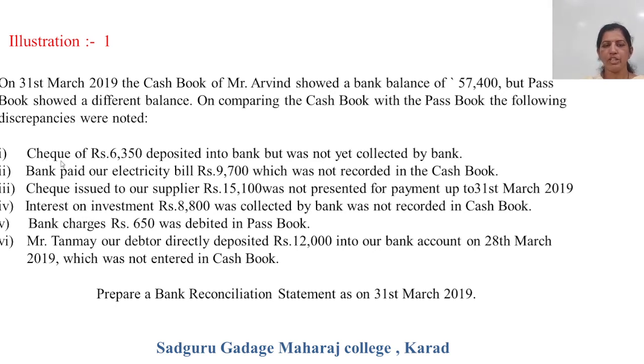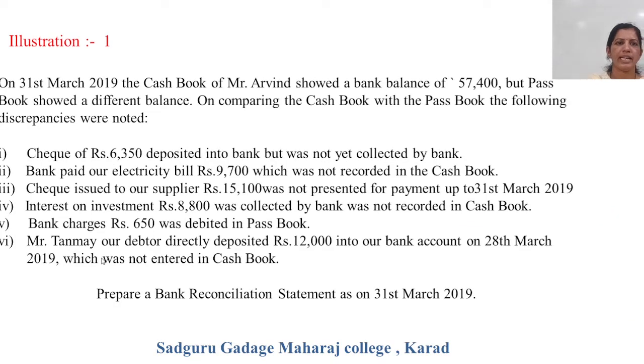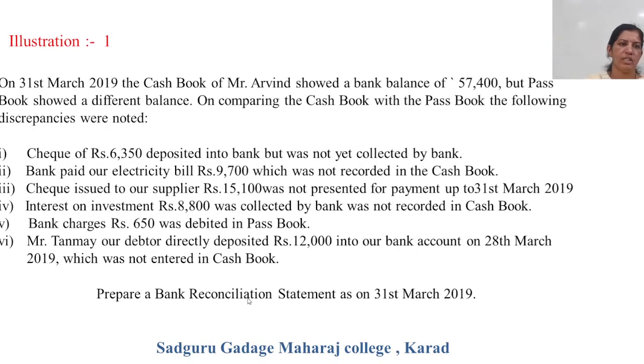See, first transaction, check of rupees 6,350 deposited into bank but not yet collected by the bank. Check deposited but not collected. Due to this, our balance is to be reduced. That's why this transaction is to be deducted. Then next, second, bank paid our electricity bill which was not recorded in the cash book. Also due to this transaction, the balance of the cash book decreases. That's why reduced.